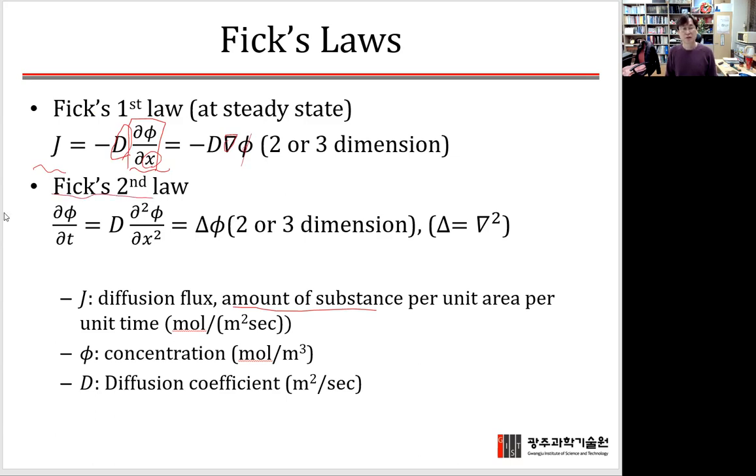Fick's second law basically shows that the concentration change per time can be described as the diffusion coefficient times the double differentiation of the concentration along the space. Since this is for the one dimension x, to convert that into 2 or 3 dimensions, we can use this delta. So phi, this represents D multiplied with delta squared phi. This represents Fick's second law.